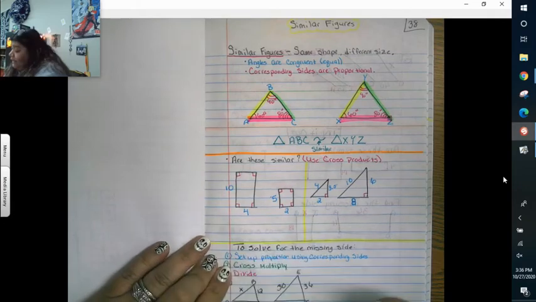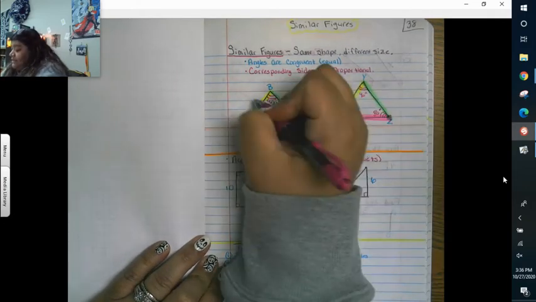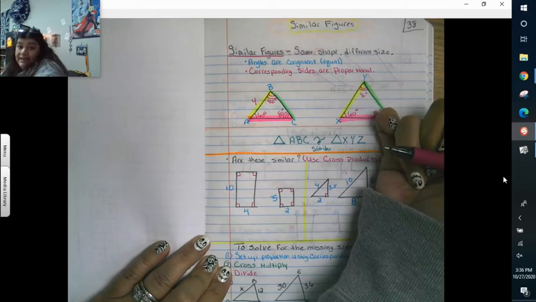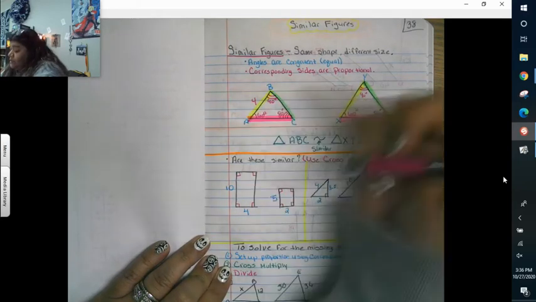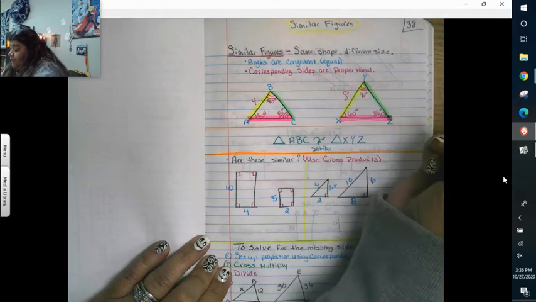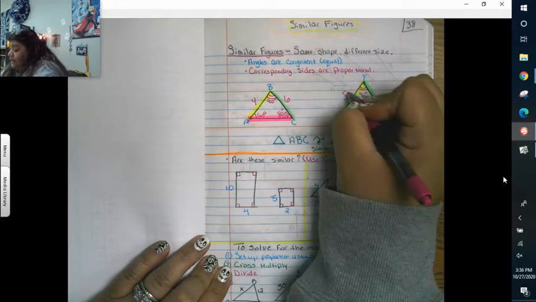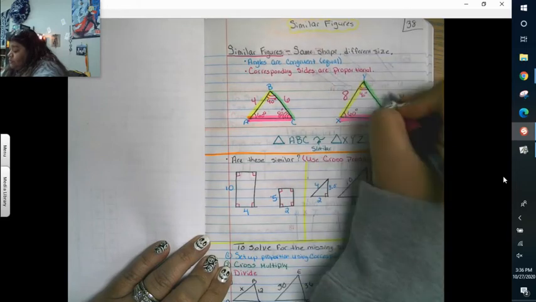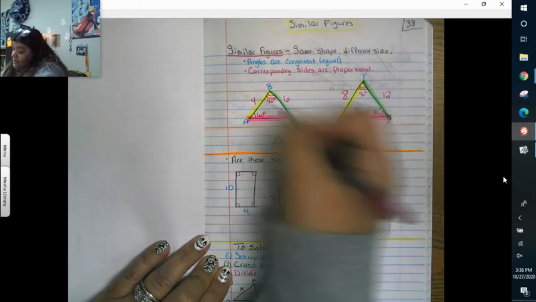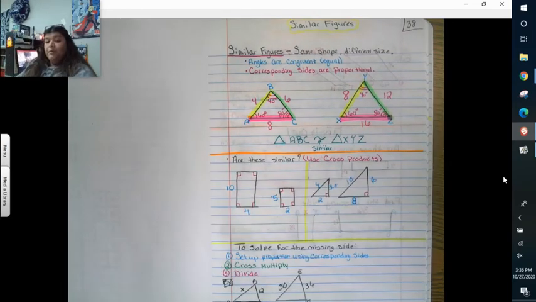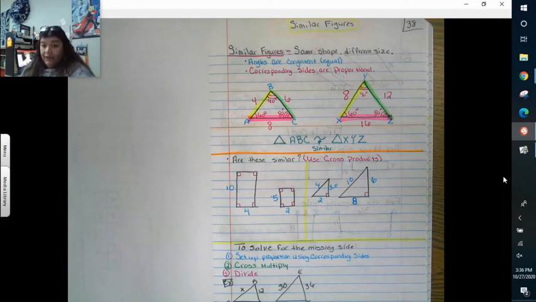So corresponding sides could be like, let's say this is 4. Well, if I enlarged it, let's say we enlarged it by a scale of 2, so 4 times 2 is 8, okay? Let's say this one is 6. Let's do a scale of 2. 6 times 2 is 12. And this is 8. 8 times 2 is 16. So if I were to set up a proportion with this, they will come out to be similar, okay?